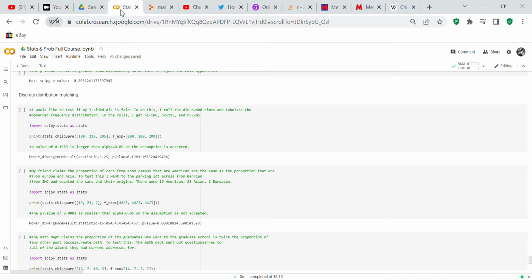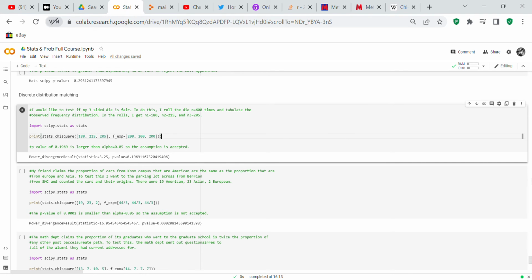So we come over here and we've got exactly the same question, but we're using scipy.stats. We're going to be using stats.chisquare, we're going to plug in the same values, and we're going to get a p-value of 0.1969.